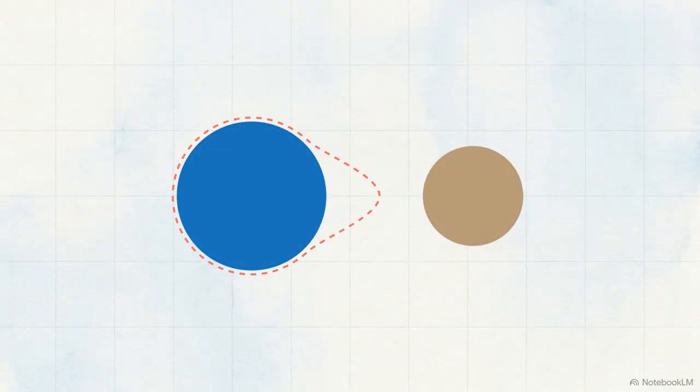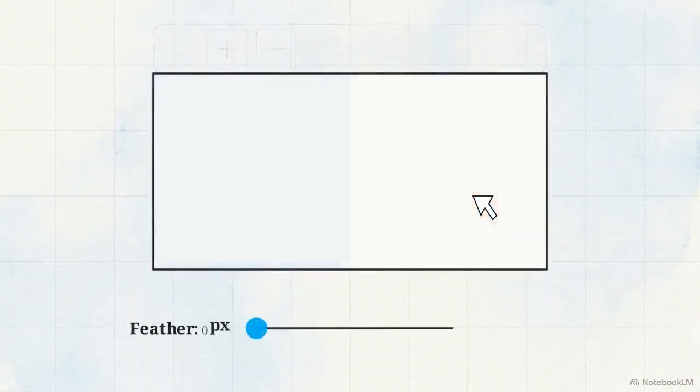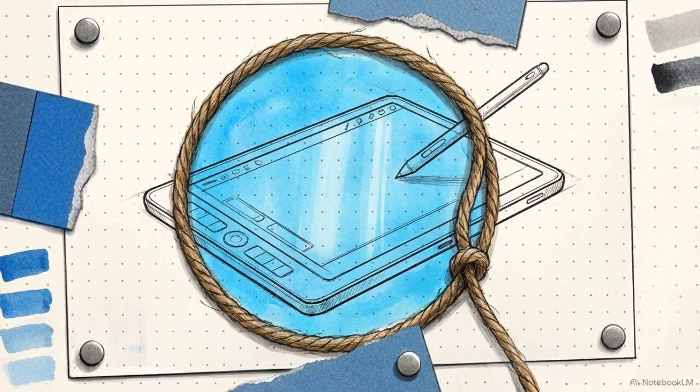Because algorithmic edge detection is rarely perfect on the first pass, the tool includes a system for manual refinement. Using the options bar, you can add to or subtract from the selection, or apply feathering to soften the edges, utilizing the same precision controls found in the original lasso tools.